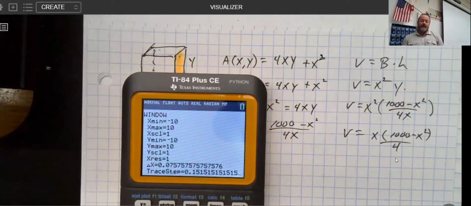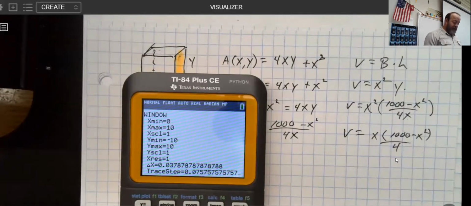So what do we have? Well, x clearly, if it's the size of the box, can't be anything that is negative. So the bottom value is going to be like 0. I don't really have an idea here what it is, but 10 times 10 times 10 is 1,000. So I'm thinking somewhere around 10 is going to be sufficient. I'm going to give it 15 for x max.